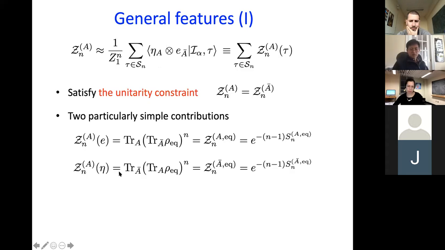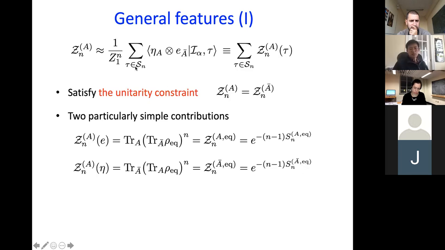Another special configuration is this eta, corresponding to the cyclical permutation. For this permutation, you just get the Rényi equilibrium partition function of A bar. And so the Rényi entropy can then be expressed in terms of the equilibrium Rényi entropies of the A bar.